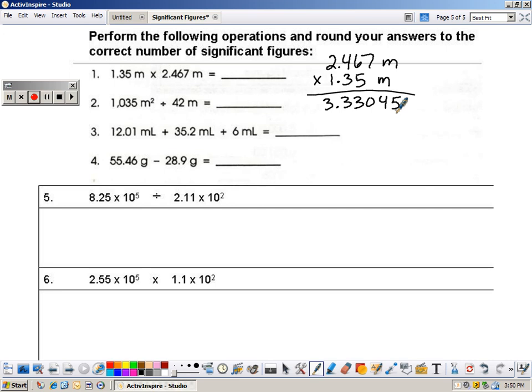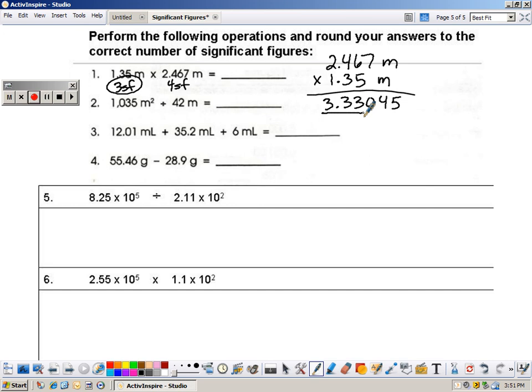Okay, the rule for rounding when you multiply or divide is to round to the lowest number of significant figures in any of the factors that you're using. So our first number has 3 significant figures, and our second number here has 4 significant figures. So we're going to round our answer to 3 significant figures, the lowest number of significant figures in any of our factors. So here's the first 3 significant figures in our answer.